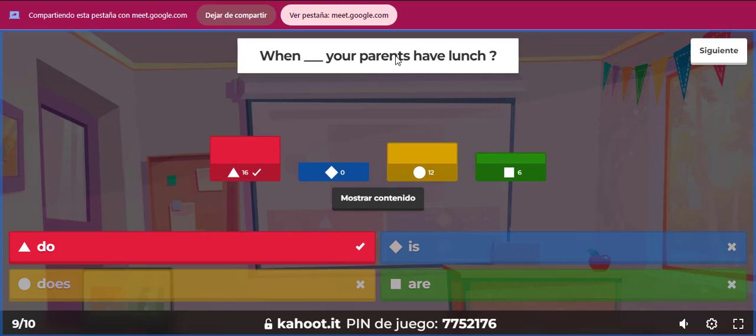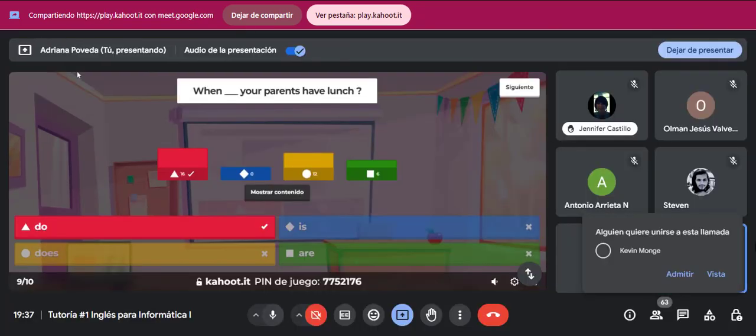And we got 16 people with the correct answer. That was the auxiliary do. Very good. We have the verb have, so we will need an auxiliary. In this case, as I told you, your parents correspond to they, and with they we use do. So for that same reason, we cannot use does. Does will be only for singular pronouns.